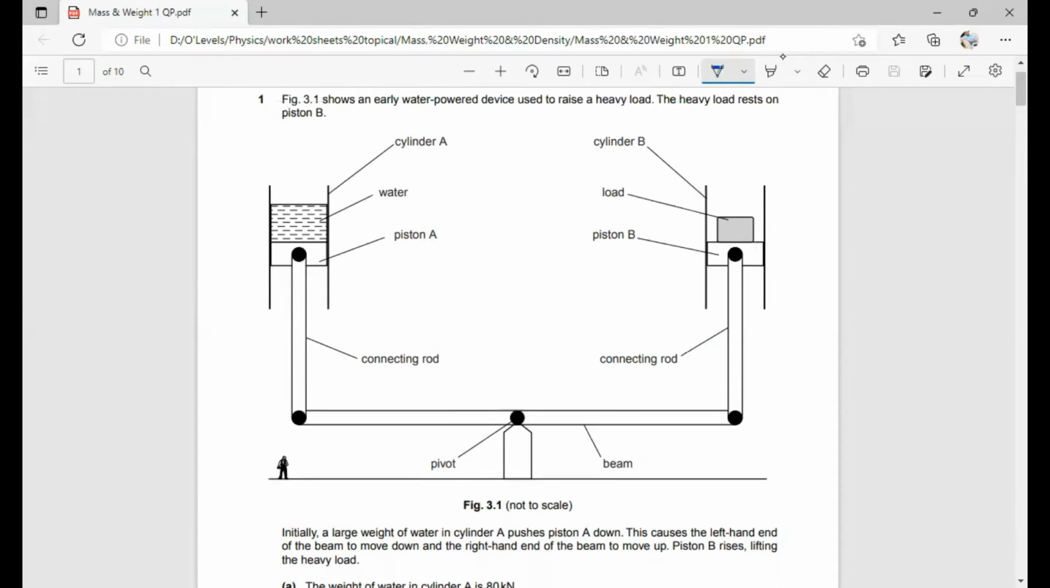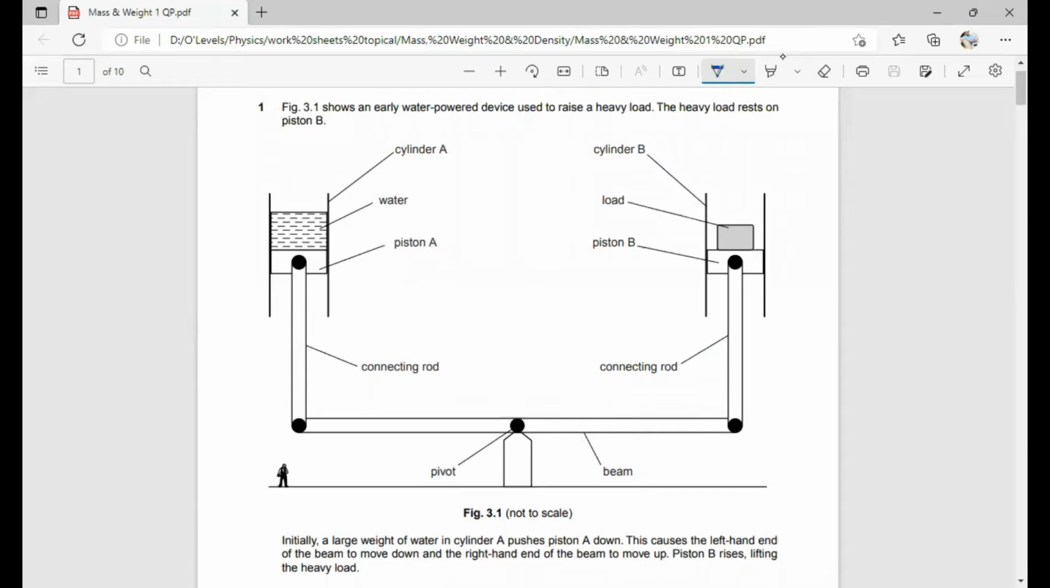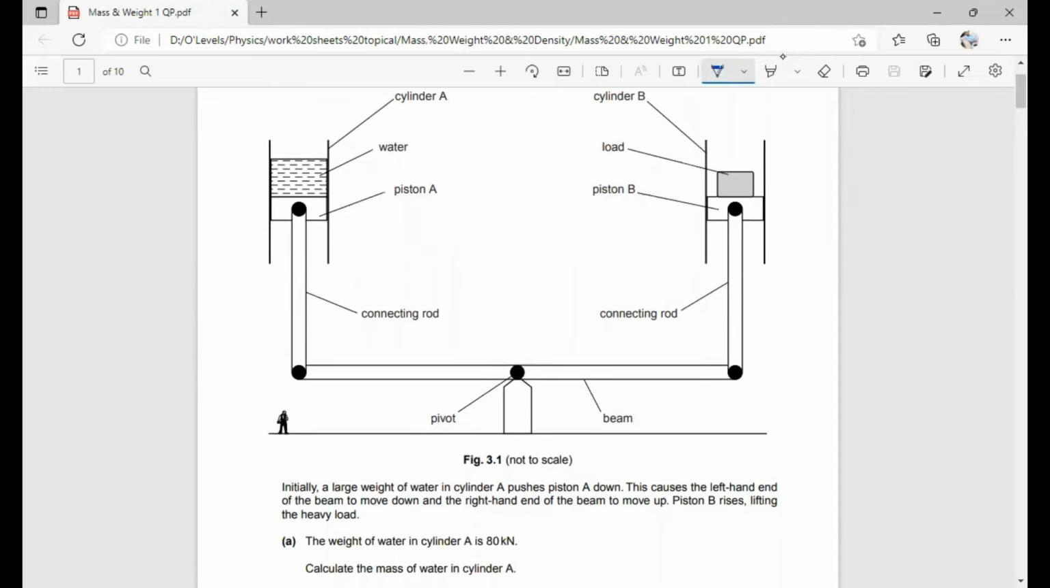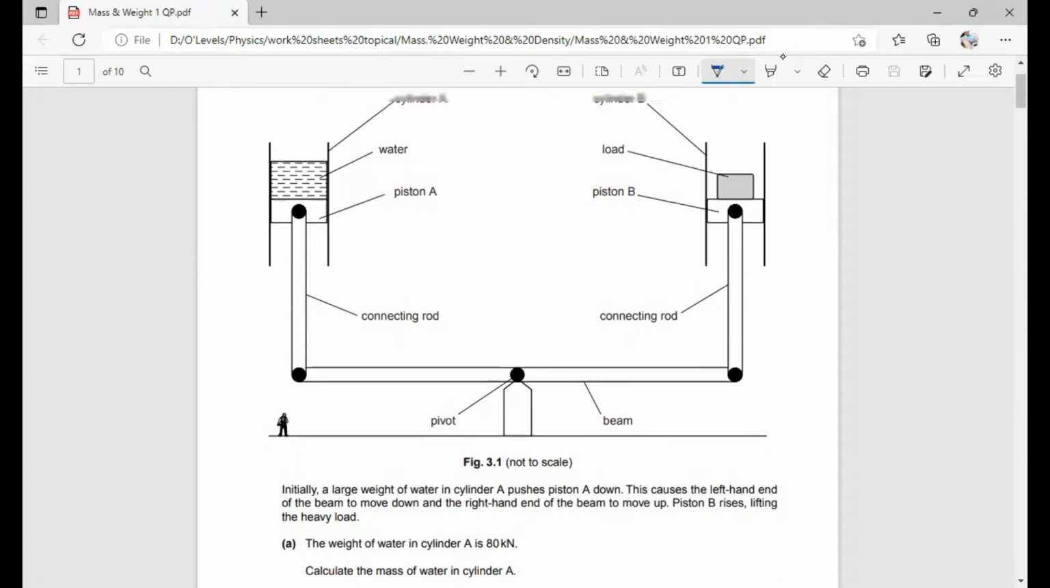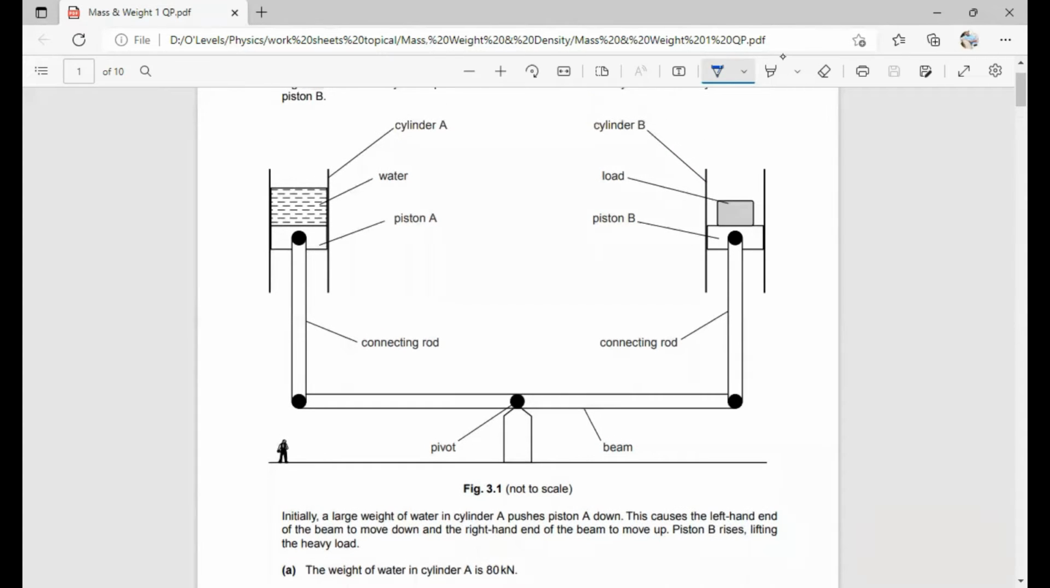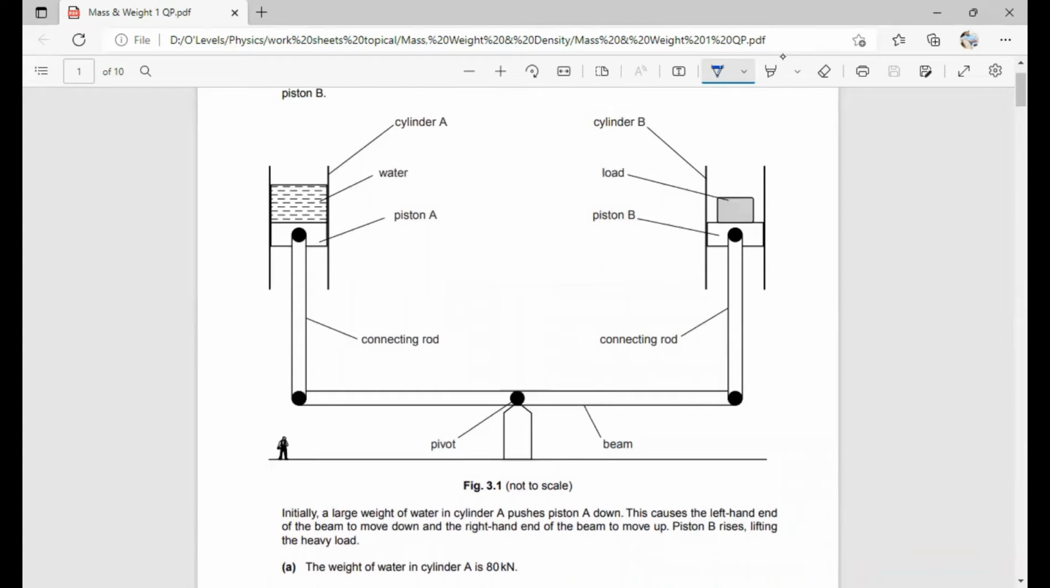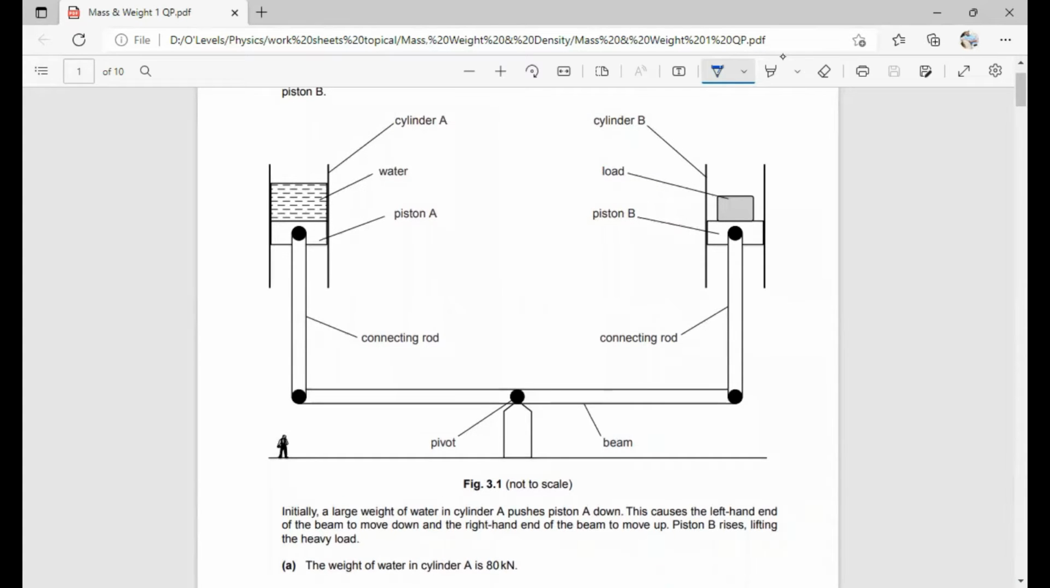It is obvious that once we try to balance, we apply weight, and if the weight is heavy, definitely this connecting rod will move down from the weight side. So this causes the left hand end of the beam to move down and the right hand end of the beam moves up. Piston B, this is your piston B, rises, lifting the heavy load.